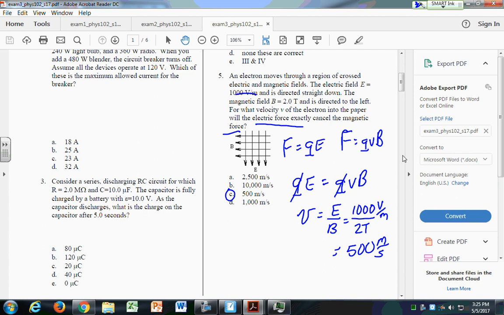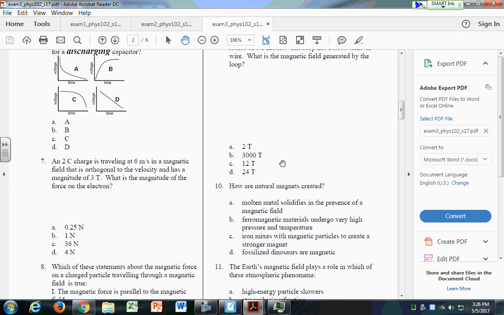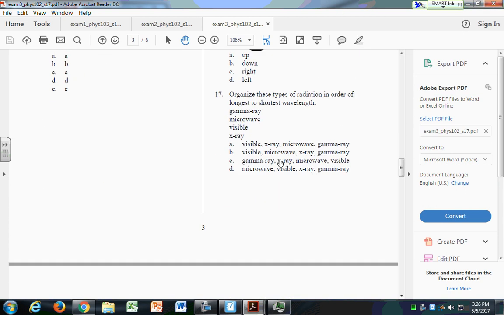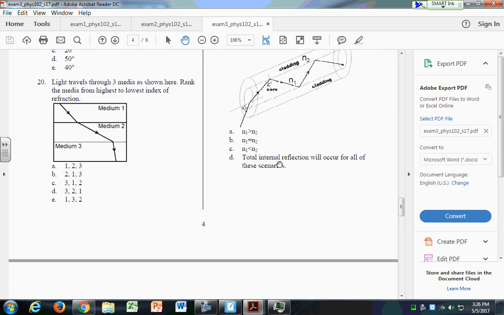Okay, Brittany? Sure. Okay, so you're supposed to rank them from highest to lowest index of refraction. You should also, by the way, be able to rank them in terms of speed. But if you can rank them in terms of index, then it's fairly straightforward to go to speed. I'll address that in just a second.